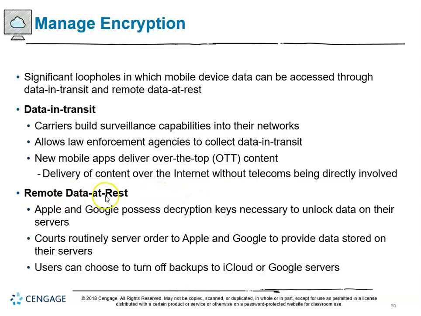Also, we have remote data at rest. That was the second aspect here of how we're going to manage encryption. Apple and Google possess the decryption keys necessary to unlock data on their servers. And you've seen this in the news, how court orders are often routinely, it says here, served to Apple and Google to provide data that's stored on their servers. And if you've watched the news, you've seen Apple's been reluctant to release the keys to allow law enforcement to access that data. Users can choose to turn off the backups to iCloud or Google servers as well.